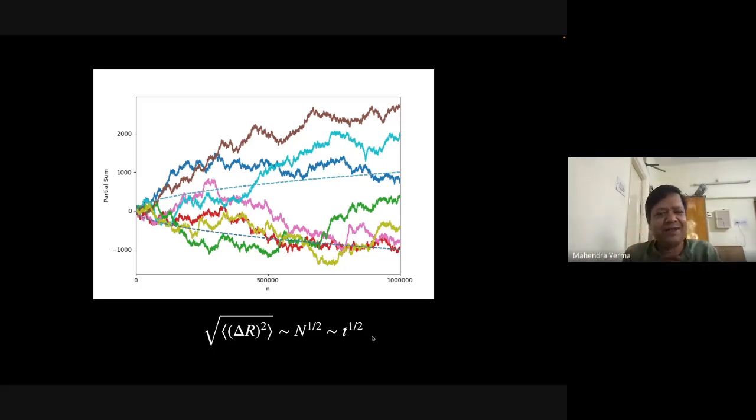This is very well known. It is part of BSc physics in statistical physics, or even school days. I think this is part of the syllabus now. You can see that the dashed line is square root of n. There are different examples, and they're telling you that some are more than square root n, but on the whole they follow the square root n law.